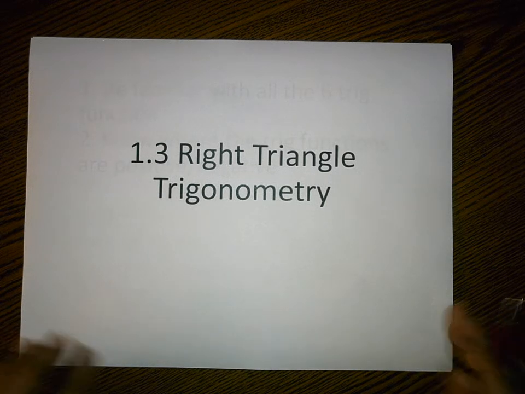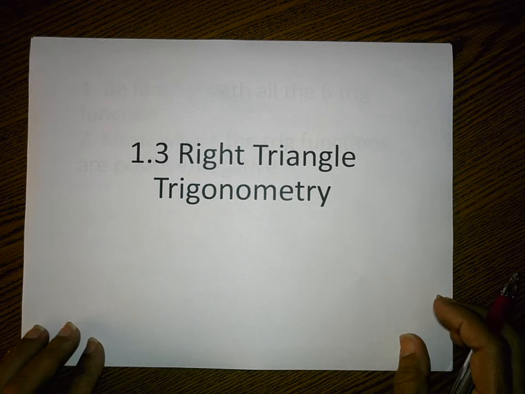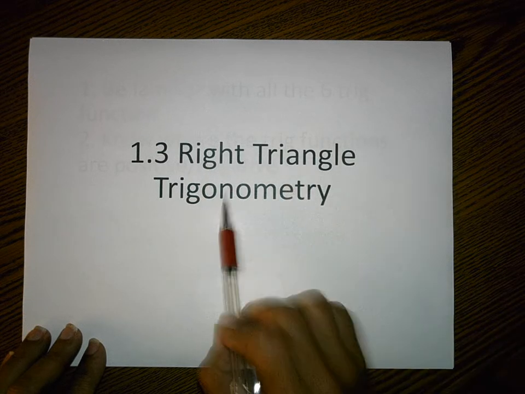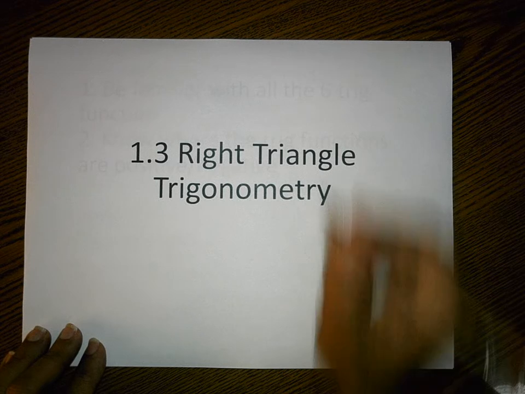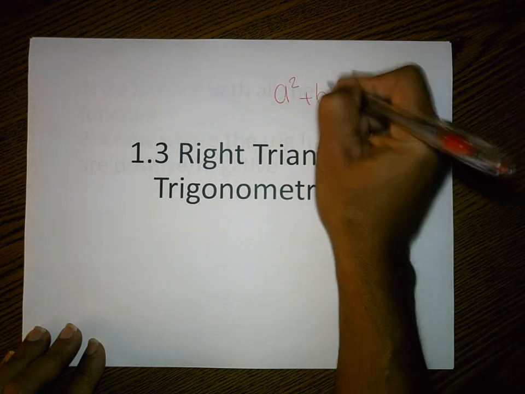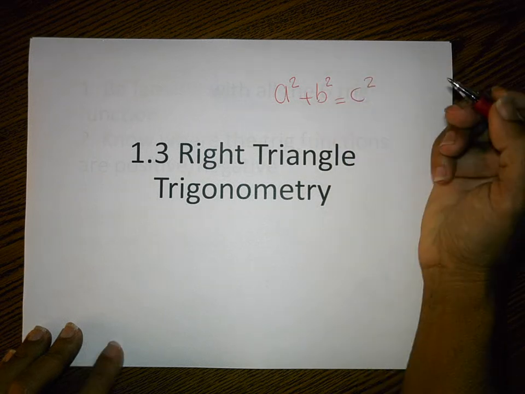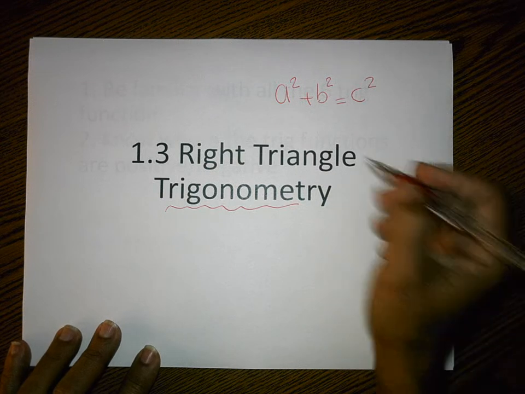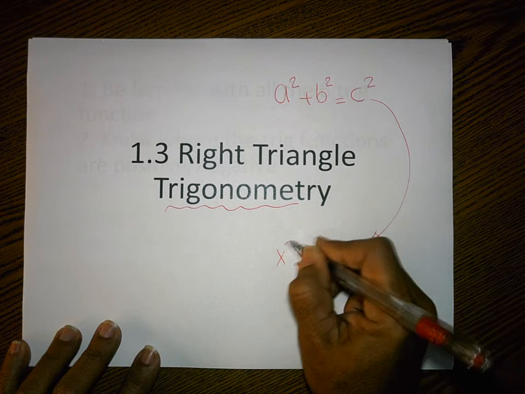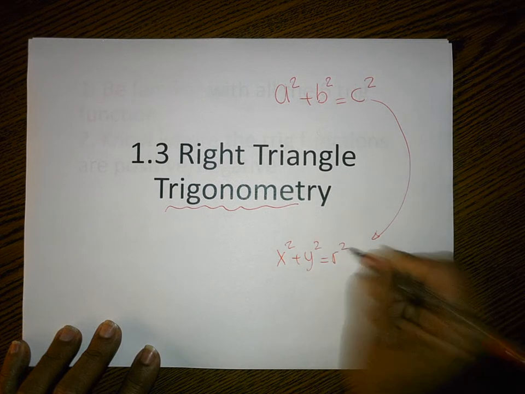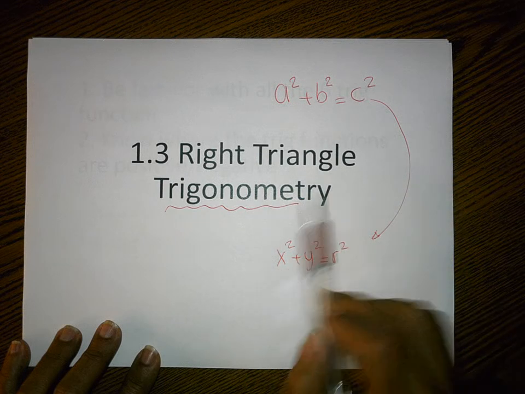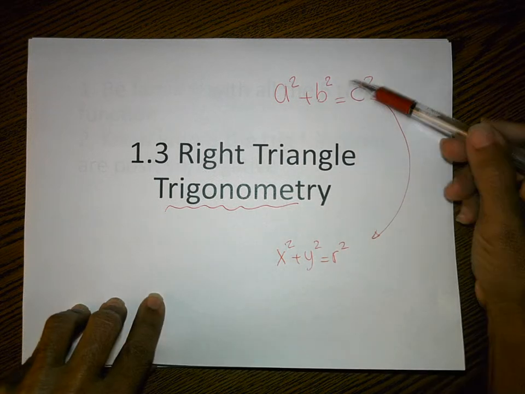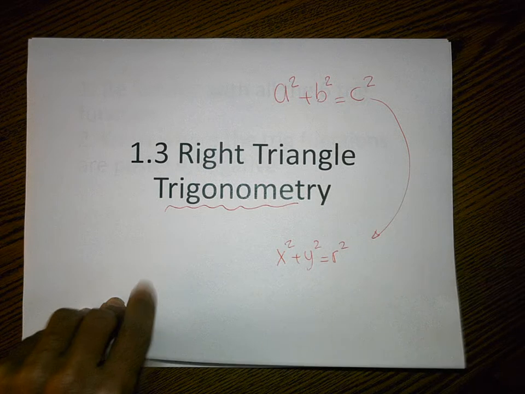All right, let's go ahead and learn today objective 1.3, right triangle trigonometry, okay? So whenever we're using right triangle trigonometry, we always have to remember Pythagorean theorem, okay? Pythagorean theorem is a squared plus b squared equals c squared. But since we're dealing with trigonometry and unit circles, we can switch this to x squared plus y squared equals the radius squared. So whenever we're dealing with right triangle trigonometry and unit circles and circles, we have to also think of Pythagorean theorem in both ways. All right?